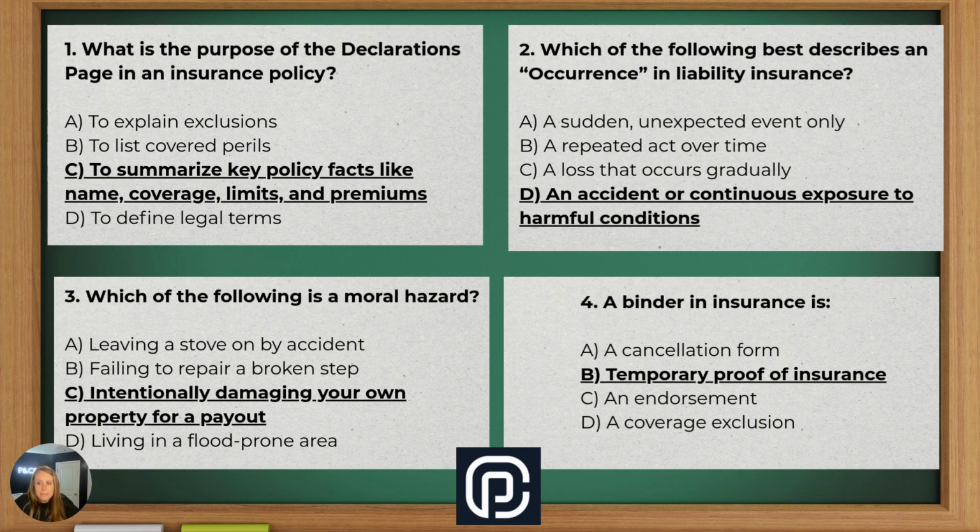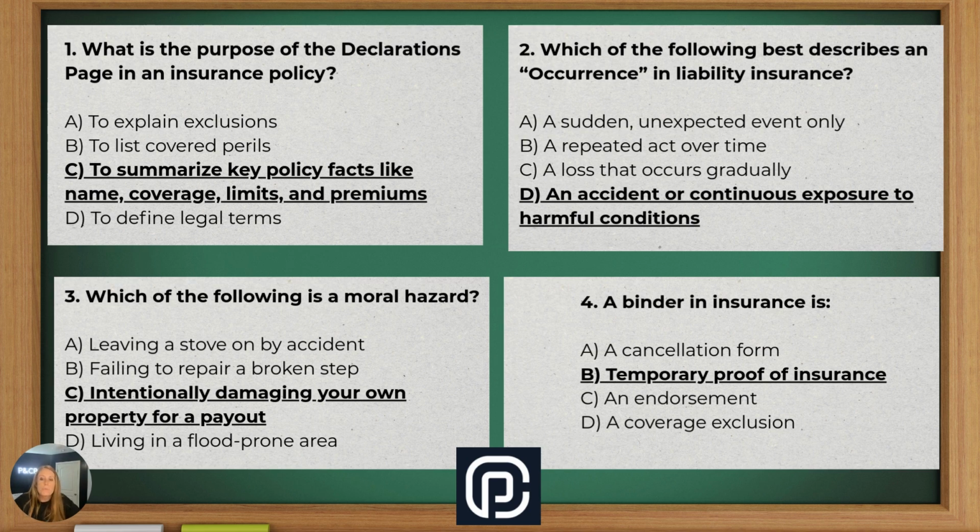With occurrence, your key word that you want to look for there is that continuous, right? So a good way to look at that is think it's continuing to occur, right? That's what makes it an occurrence. So that continuous repeated exposure is what makes it an occurrence.